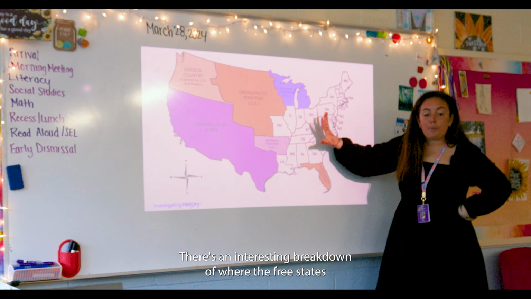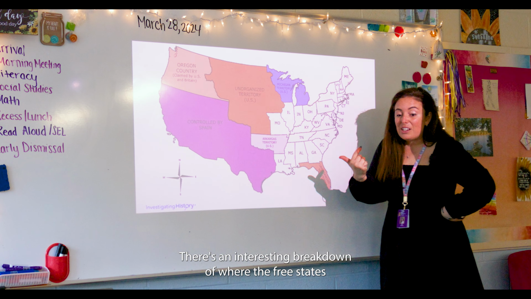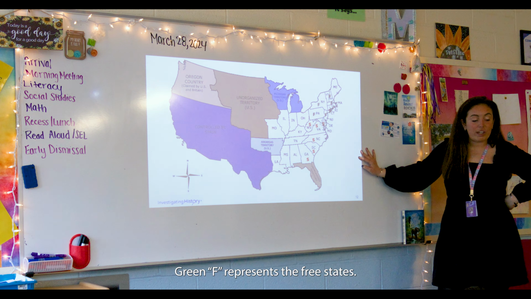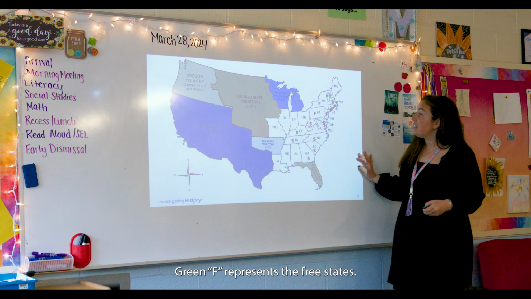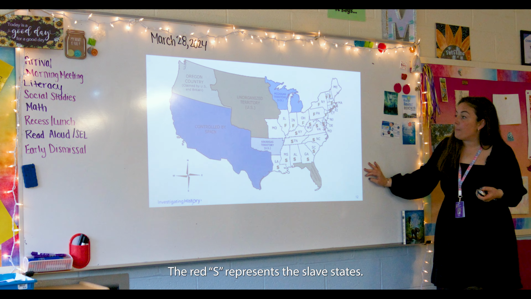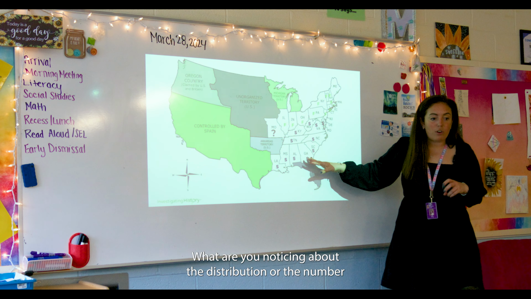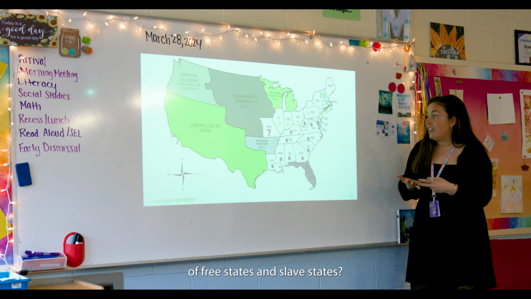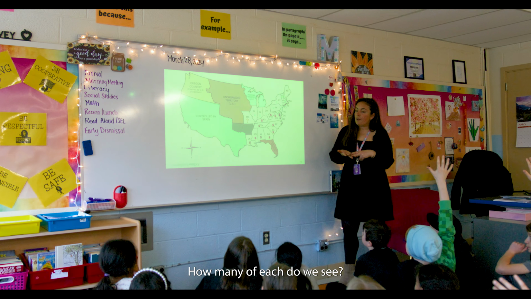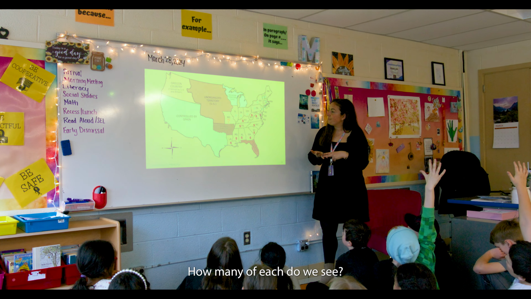There's an interesting breakdown of where the free states and where the slave states are going to be. Green F represents the free states. The red S represents the slave states. What are you noticing about the distribution or the number of free states and slave states? How many of each do we see?